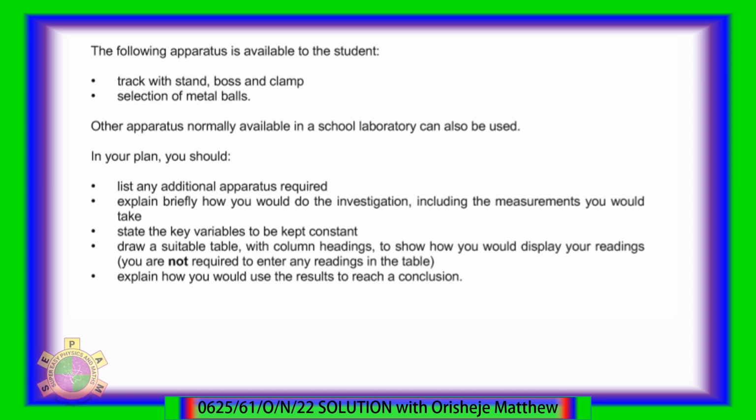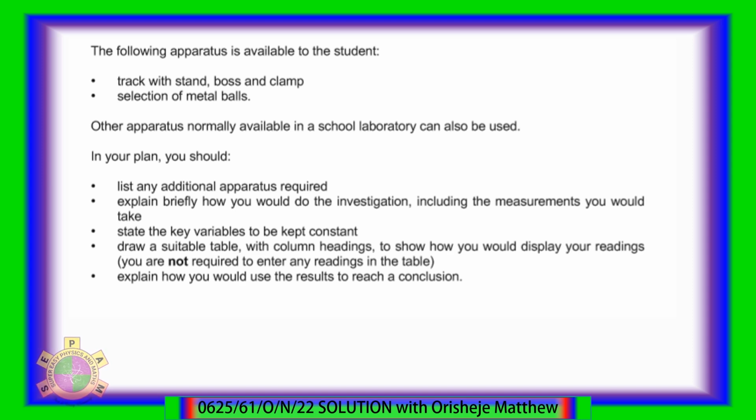What we use to measure the angle. So you need a protractor too. So another material that you need, a protractor, and a measuring tape. Then in your plan, let this guide you, list any additional material apparatus required. I just mentioned a measuring tape for measuring the distance, and the protractor to measure the angle.